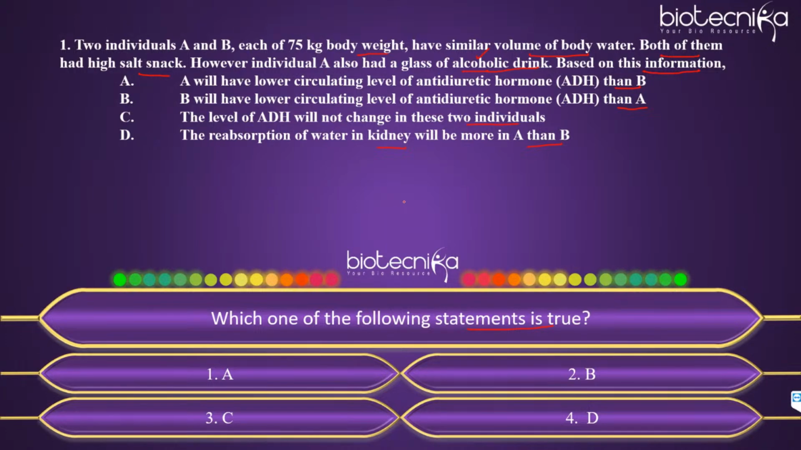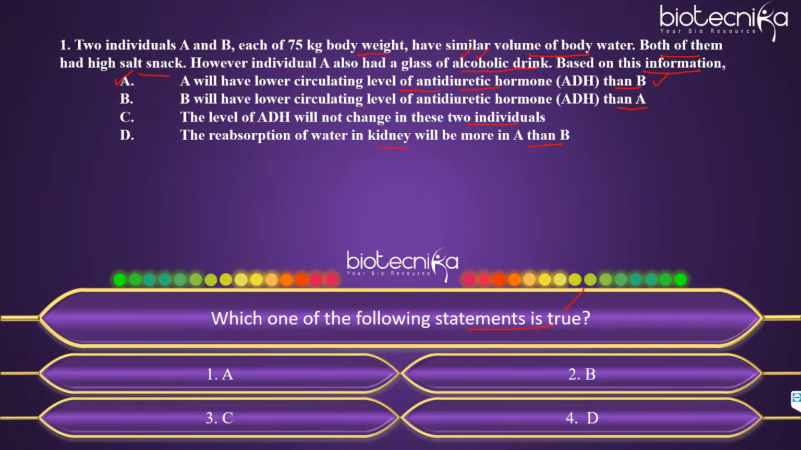First of all, let me tell you the answer. The answer for this question should be option 1, that is statement A, because we have to find the true statement. Yes, Anupam, now you are correct. Khush, Parveen, very good. So the right answer is option 1. Now remember, when a person is having an alcoholic drink, the ADH levels will decrease. That is why statement A is correct. It says A will have lower circulating level of ADH compared to B.